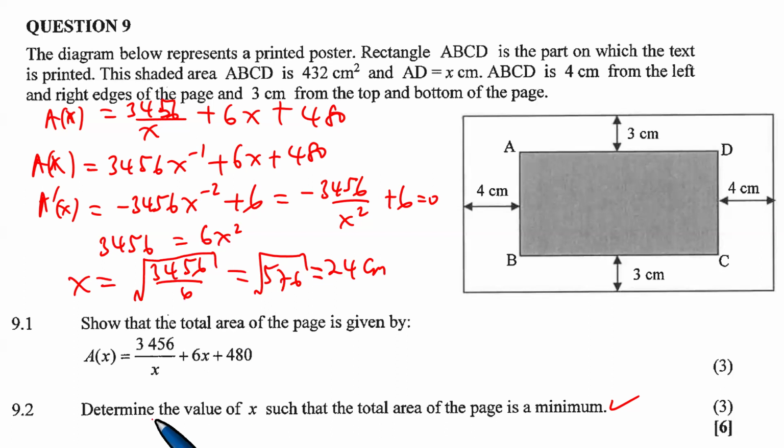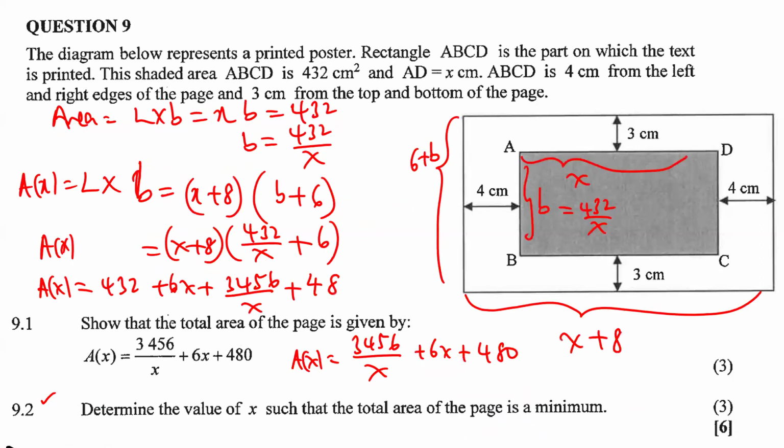So obviously we needed to determine the value of x such that the total area is the minimum, and we can see therefore that x is 24 centimeters. And we have exactly that part there. Next question.